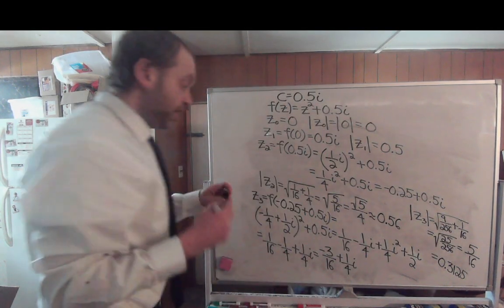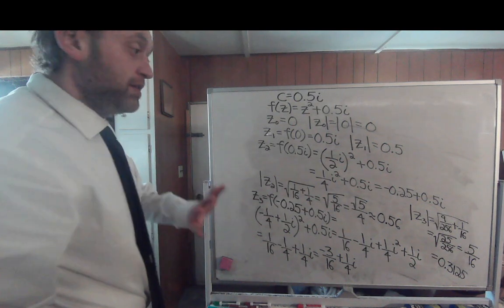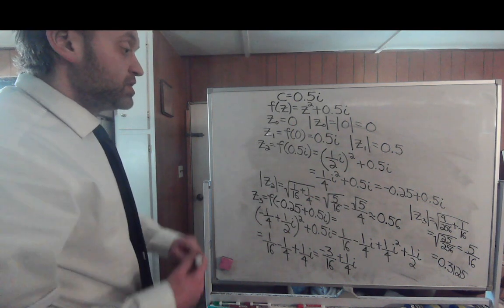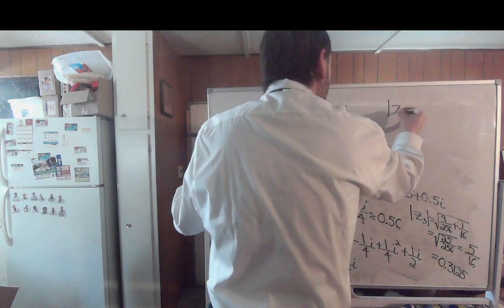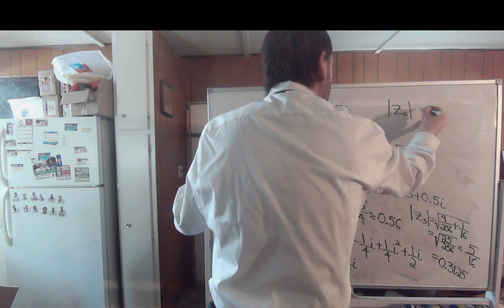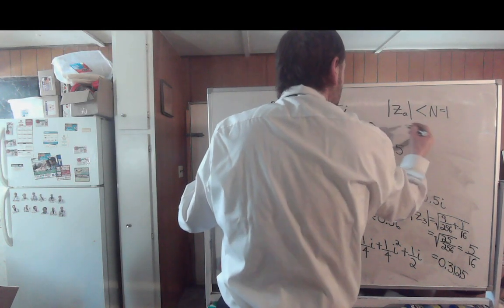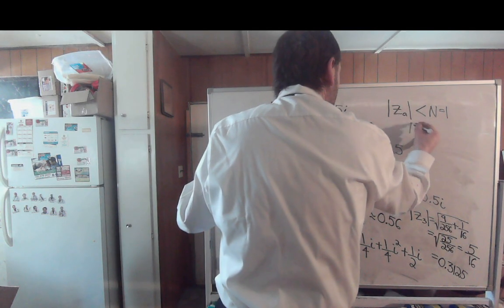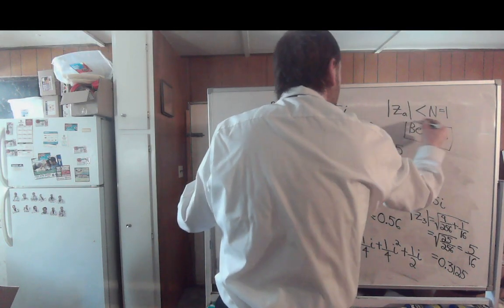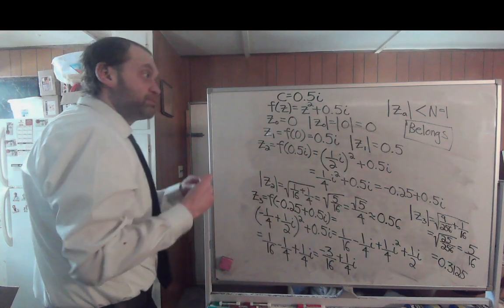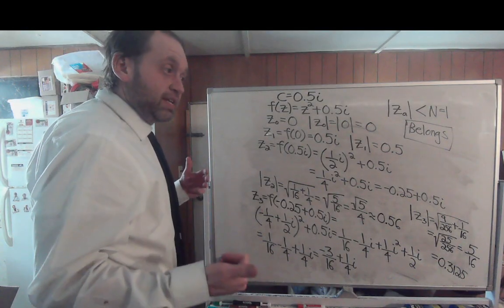Now, do we notice a pattern here with these absolute values? They never go over 1, right? Never. So we can say the absolute value of any of these z sub n is less than 1. So this belongs to the Mandelbrot set. So 0.5i does belong to the Mandelbrot set, since the absolute value never exceeds a certain value.